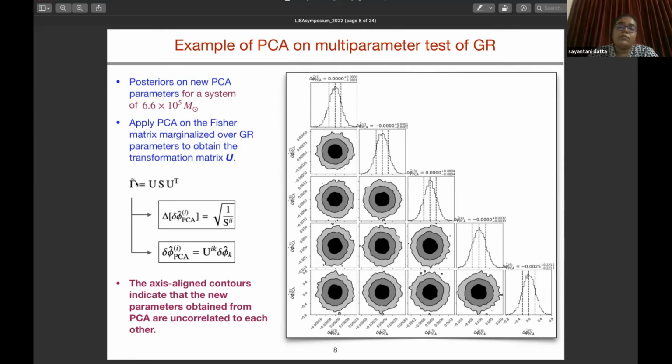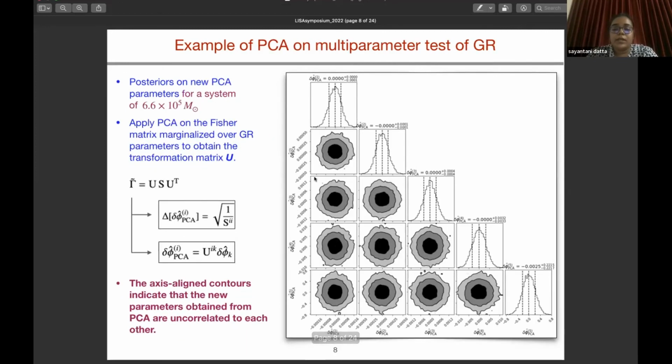Now, if you do the same transformation to the likelihood, it's easy to compute that these PCA parameters are nothing but linear combinations of the original post-Newtonian deformation parameters, which is what is shown here. So this equation also tells us that any measurement on a PCA parameter is also a simultaneous measurement on all the PN deformation parameters.